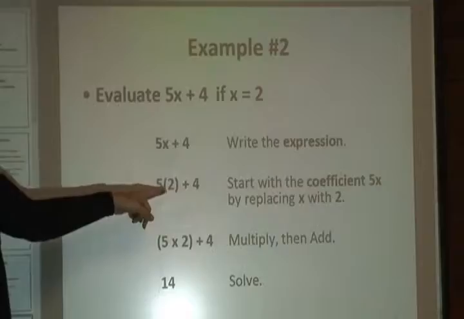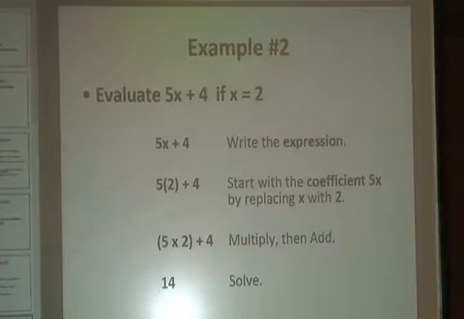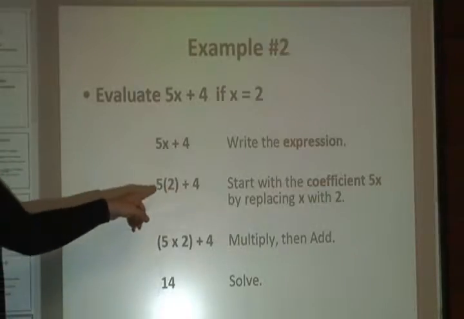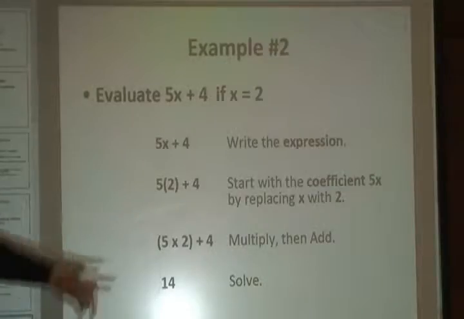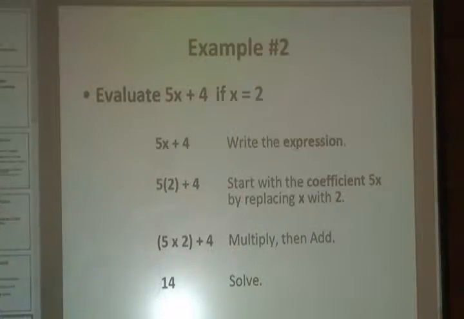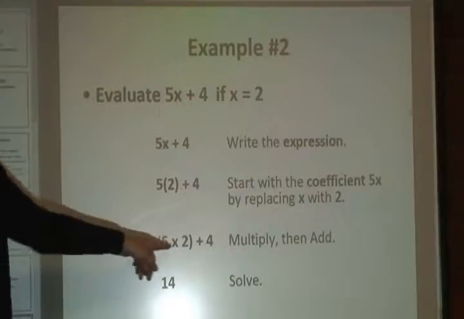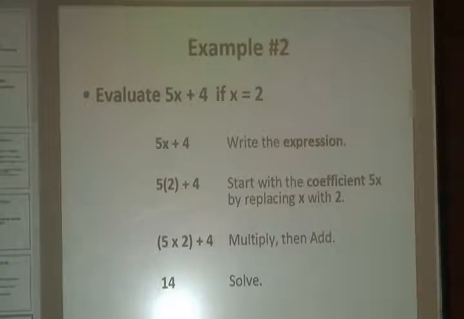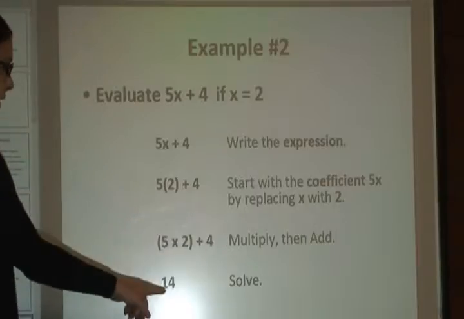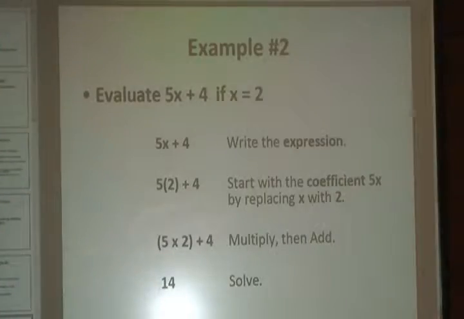We will substitute the 2 in for x, and remember, coefficients are connected through multiplication, so that would be 5 times 2 plus 4. And I've illustrated that here, 5 times 2 plus 4. And what we know about order of operations, we would multiply first and then add. So 5 times 2 is 10, plus 4, and our answer is 14.